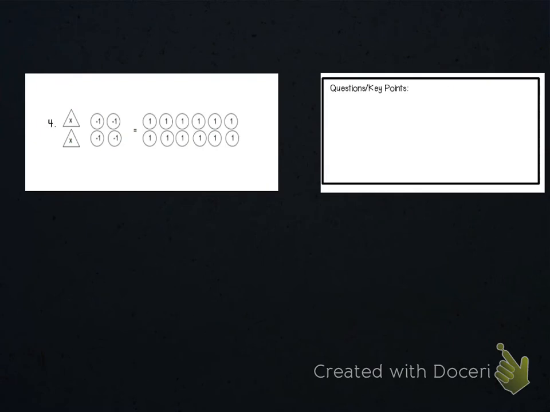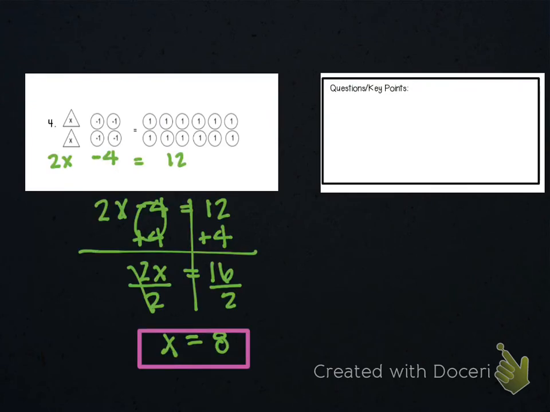I want you to write this equation and solve, and then press play when you have finished. Okay, so we had 2 x's, so I wrote 2x. Then we had 4 negatives, so I wrote -4. And then brought down the equal sign, and then I have 12 ones. I don't have to write a plus sign right here because it's by itself. The only reason why I would write that plus sign is if it was with another number. So I got x equals 8. Again, if you did not get this, press pause, check my work, see where you made your mistake, and then press play again.